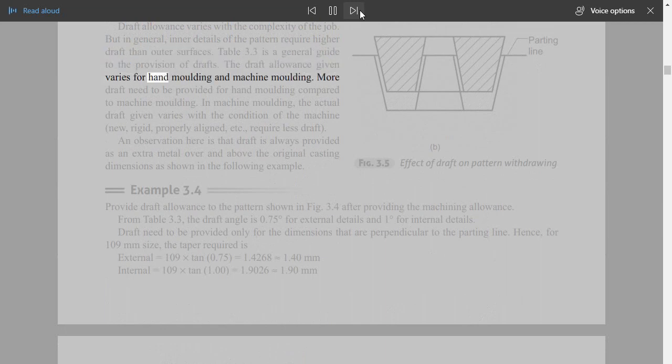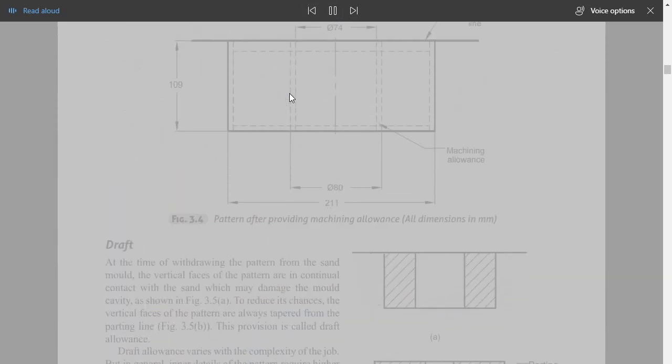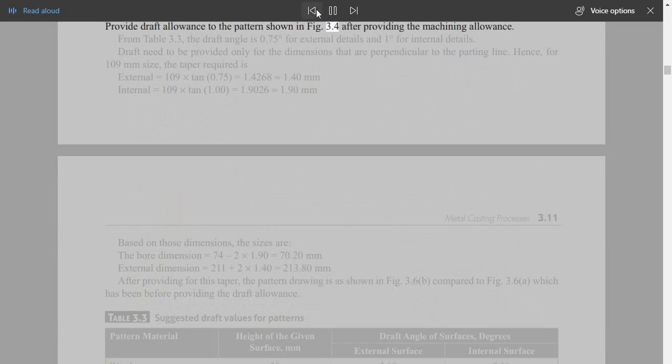The draft allowance given varies for hand molding and machine molding. More draft needs to be provided for hand molding compared to machine molding. In machine molding, the actual draft given varies with the condition of the machine; new, rigid, properly aligned machines require less draft. An observation here is that draft is always provided as an extra metal over and above the original casting dimensions, as shown in the following example. Example 3.4: Provide draft allowance to the pattern shown in Fig. 3.4.